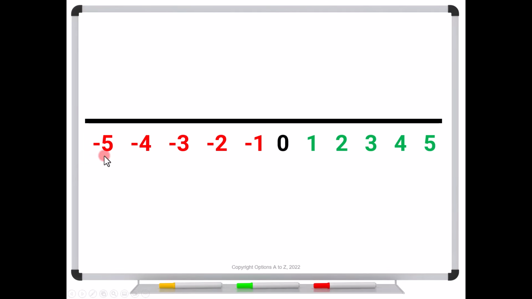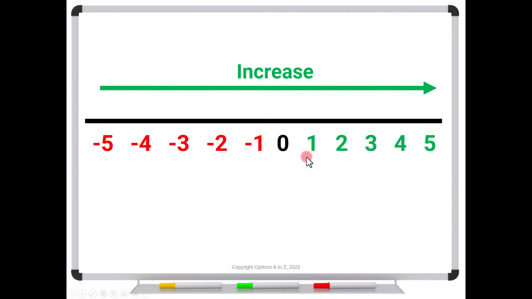And as we add 1, we start moving to the right. Eventually we hit 0, then we hit +1, +2, and so on. But the thing that you want to understand about a number line is that as you move from left to right, the numbers are increasing.